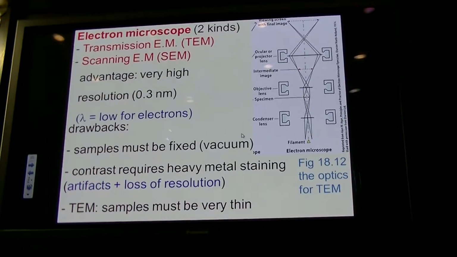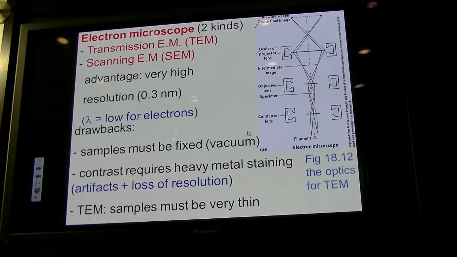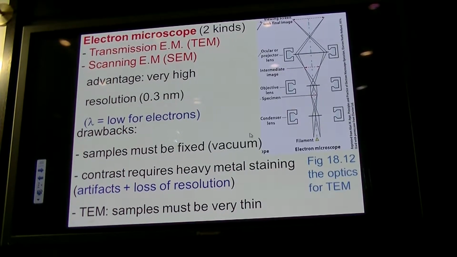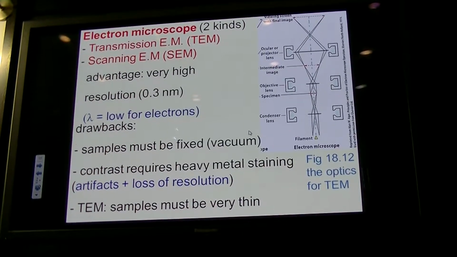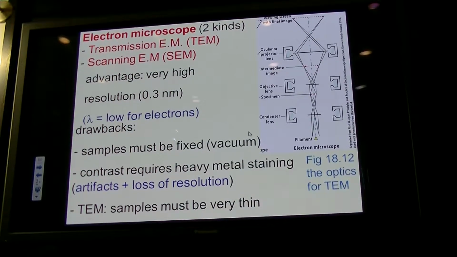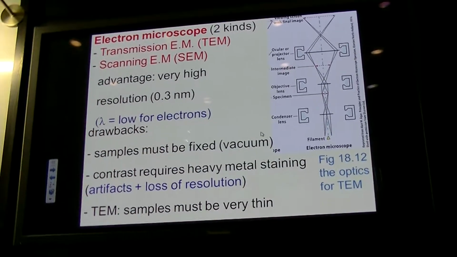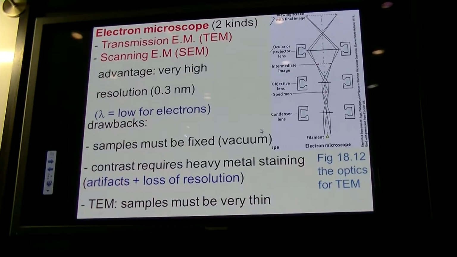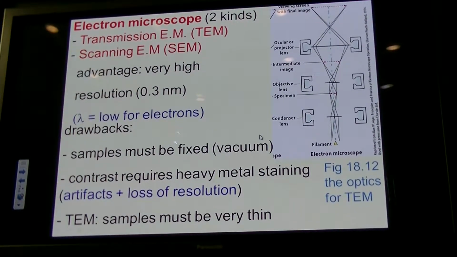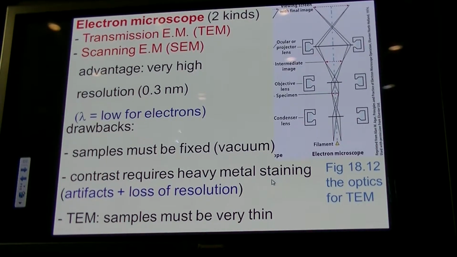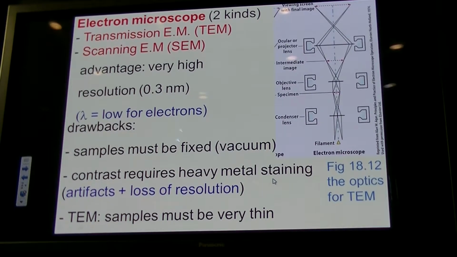In order to increase that contrast, we must add atoms that have more electrons. And there's no other choice, we have to go to high atomic number elements, which are the heavy metals. So typically, samples in the EM are stained by the attachment of heavy metals. So what we get is we look at the heavy metals attached to the sample, not the biological material itself. And just because of that, we lose resolution and we have to be aware of possible artifacts.